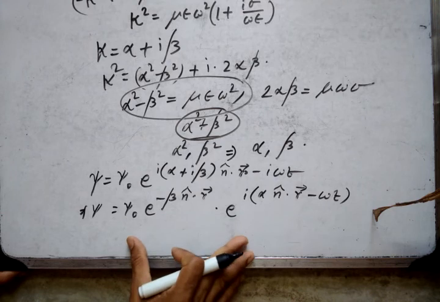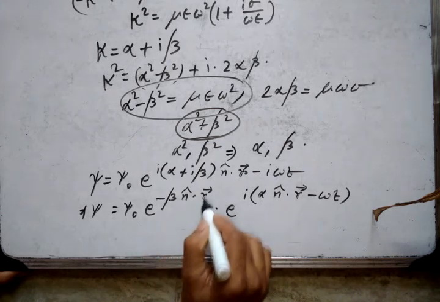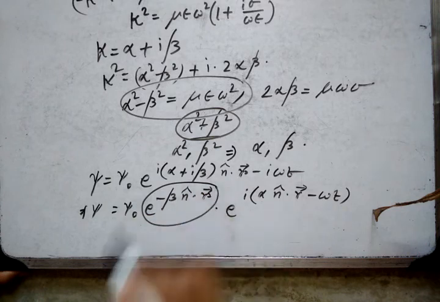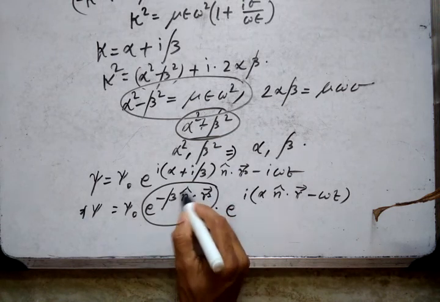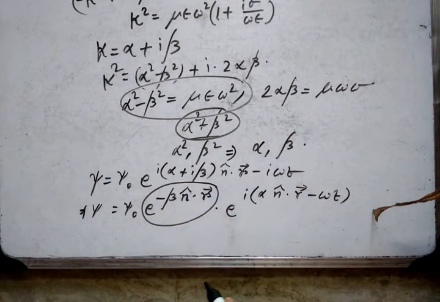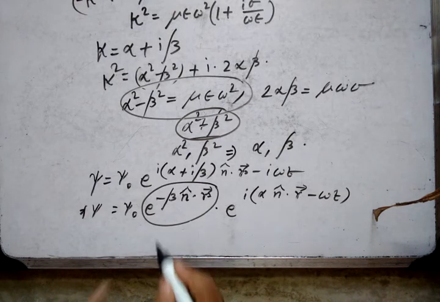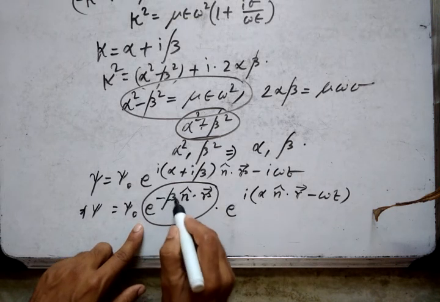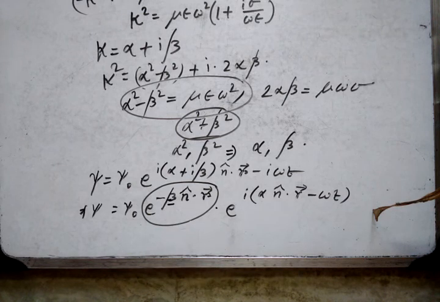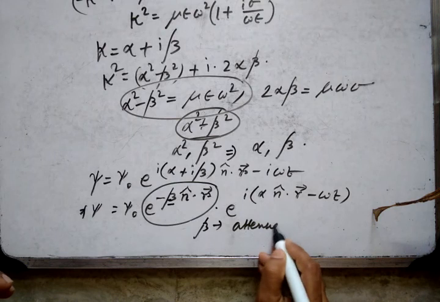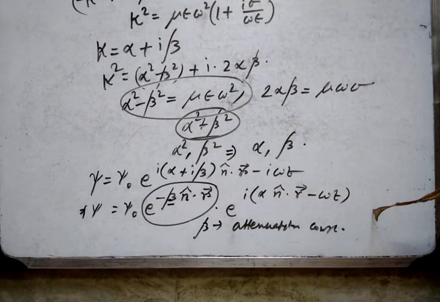That means the field amplitudes are spatially attenuated. Attenuation means it is related to some spatial damping. The e to the power negative term always gives some decrease with the increase of beta. Then beta is a measurement of attenuation, and this beta is called the attenuation constant or attenuation coefficient.